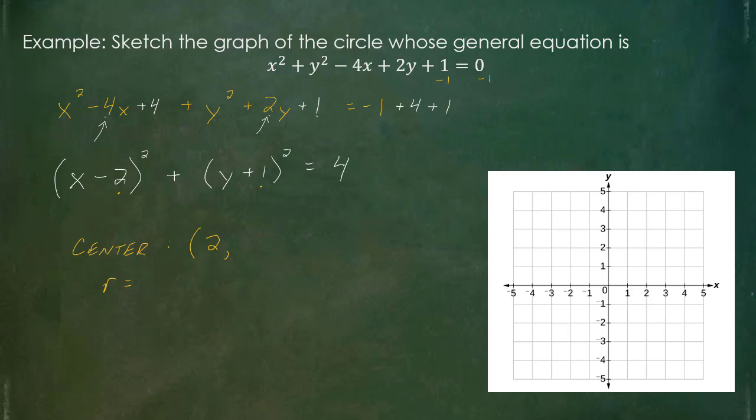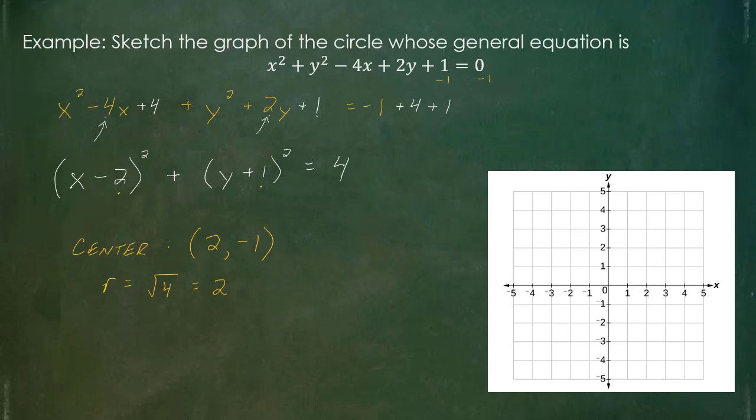But since that's a +1 in the other one, I need to think of that like it's a -1, because minus a negative would have been what was needed to make that switch to addition happen inside. The radius should just always be the square root of whatever the number is on the other side, and the square root of 4 gives me 2.